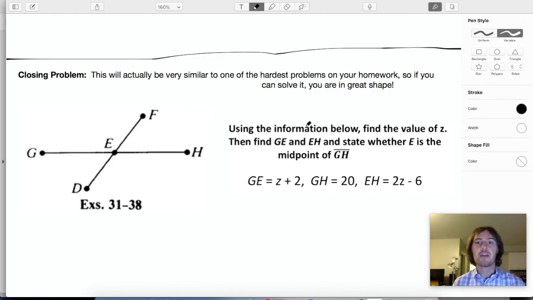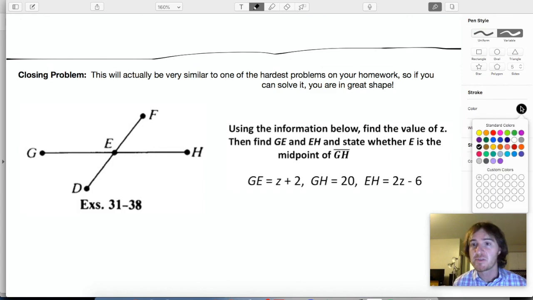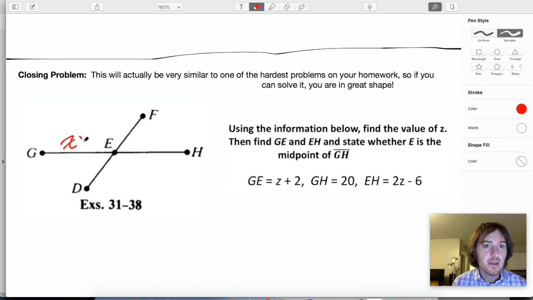Using the information below, find the value of Z, then find the distance GE and the length of segment EH, and state whether E is the midpoint of GH. Lots going on here, so I think we maybe need to label. Looks like they gave us algebraic expressions for what these segments could be represented as. So I'm just going to start labeling this up. We're given that GE is Z plus 2. The book usually does this in red, so I'll do this in red here. This is Z plus 2 is GE.